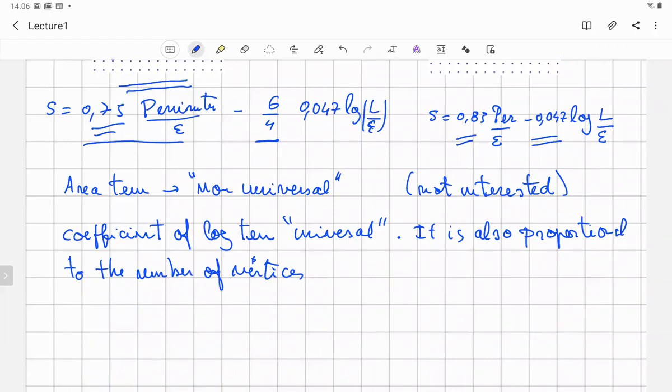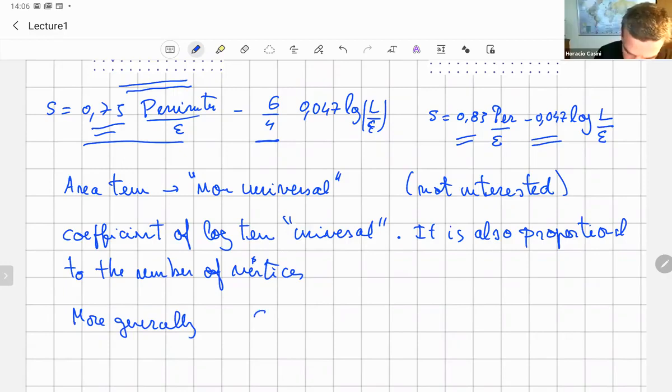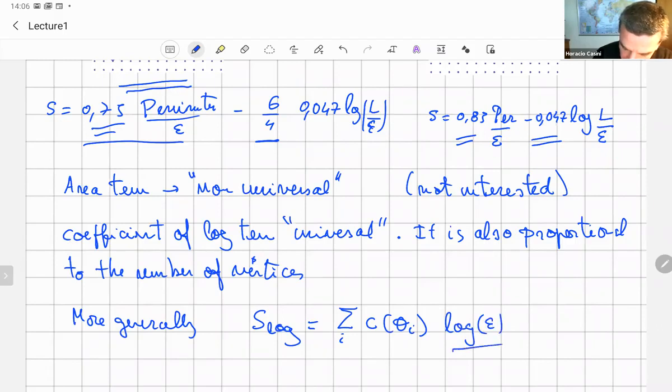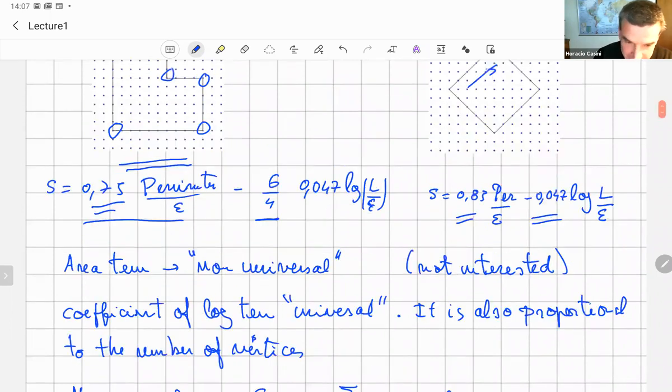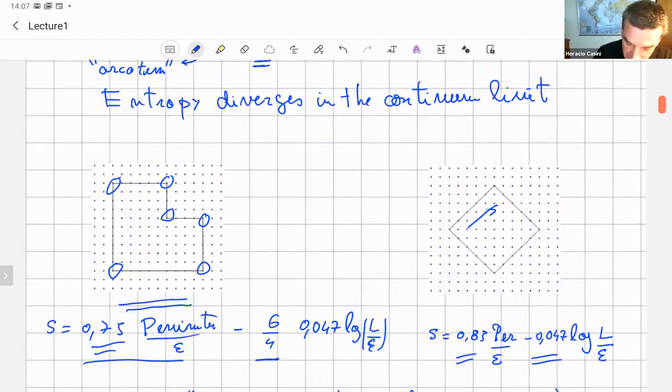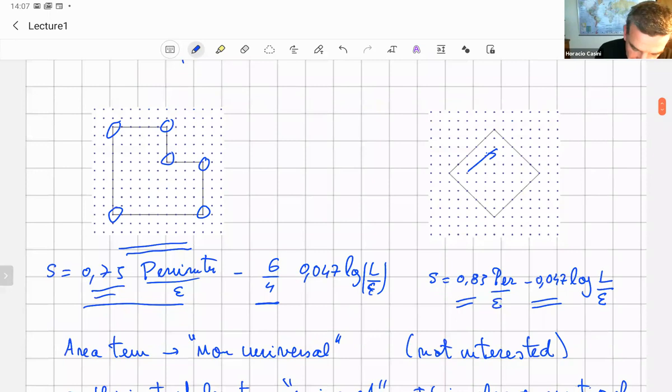Does this only work for 90 degree angles? No. I was going to say something about that. More generally, the logarithmic part is in fact given by a sum over the vertices of some function of the angles of the vertices, times log epsilon. Here I took all angles to be 90 degrees, so the coefficients are always the same, just the number of vertices. But if the angles change, then the coefficient will change accordingly. It's important that this angle and this angle give you the same contribution.